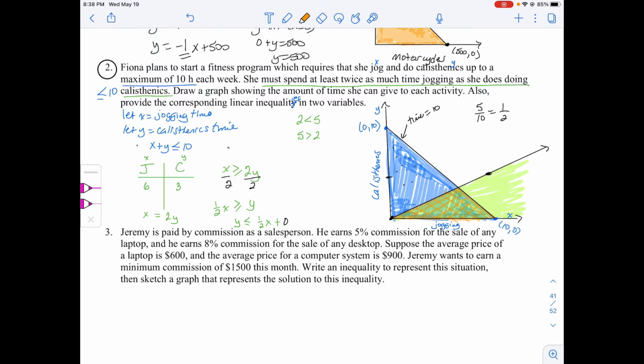So it looks like she would be able to jog and do calisthenics in any of this region. And of course, anything along the lower line here would mean she's spending a total of 10 hours. Anything in here would mean she's still jogging twice as much as she is performing calisthenics, but it would be less than 10 hours. So hopefully that makes sense.